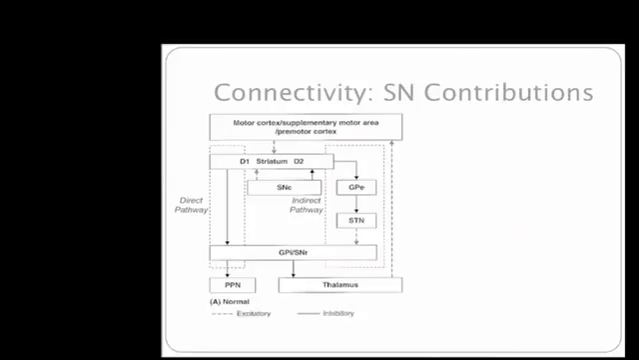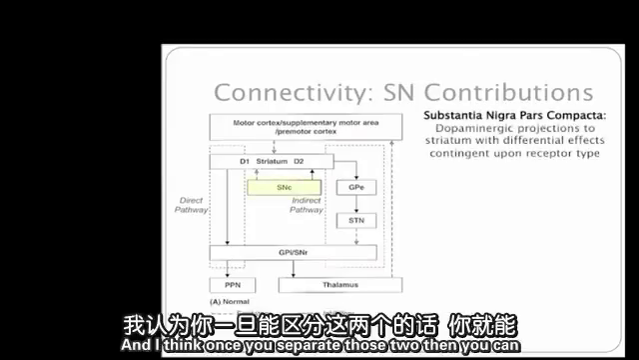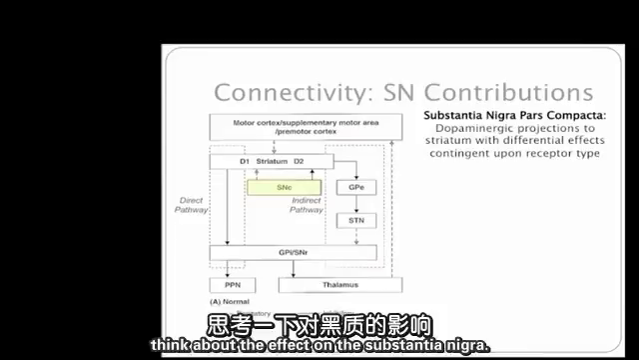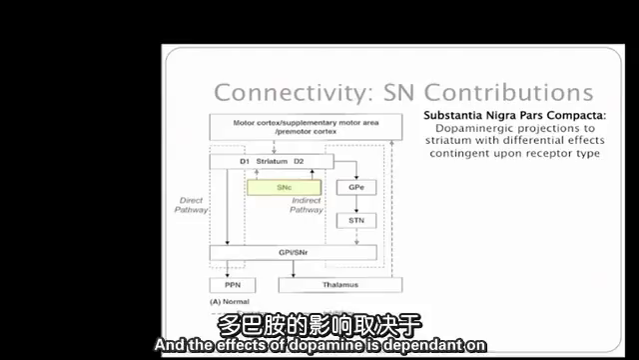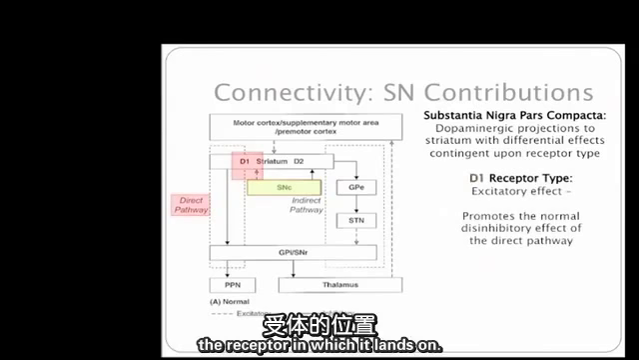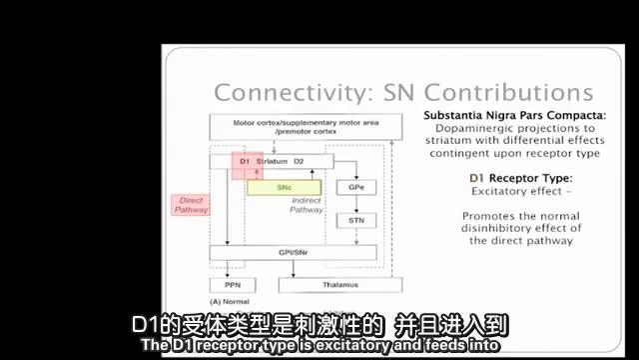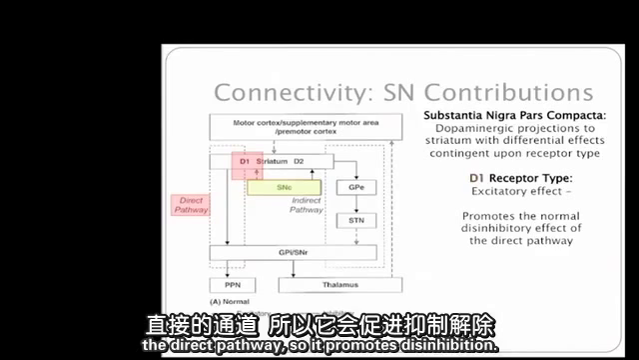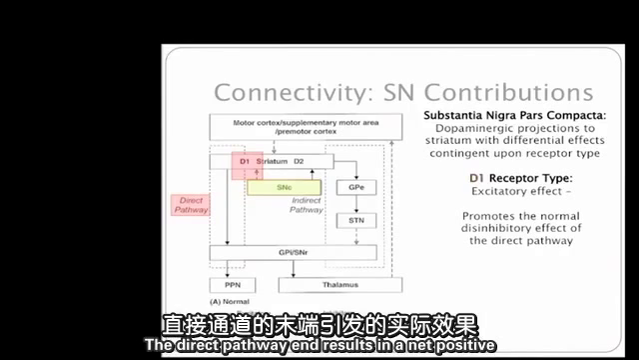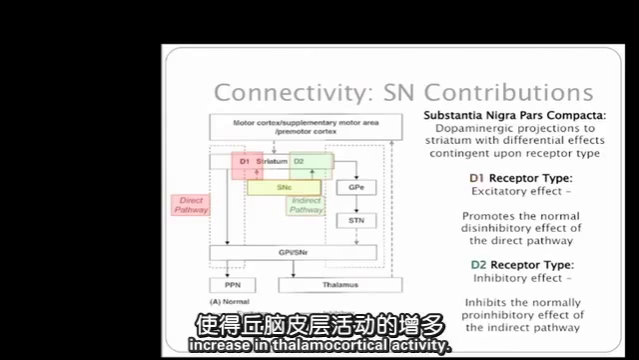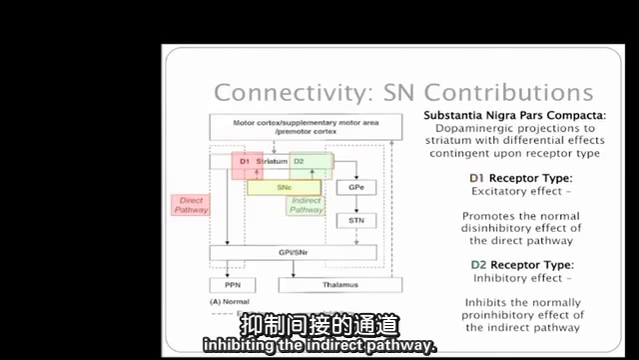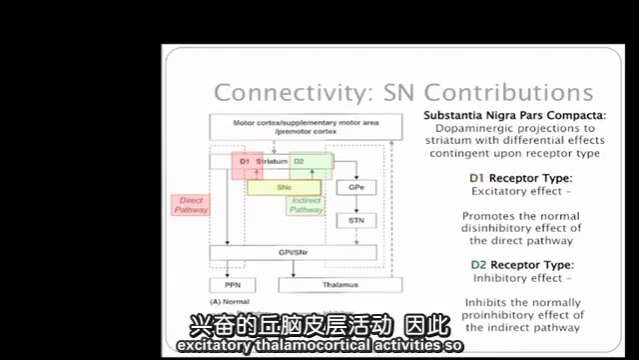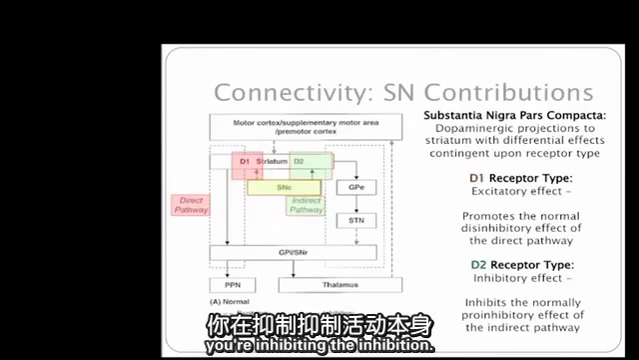Next slide. Now we get to the substantia nigra, and I think once you separate those two, then you can think about the effect of the substantia nigra. And substantia nigra has dopaminergic projections to the striatum, and the effects of dopamine is dependent upon the receptor which it lands upon. The D1 receptor type is excitatory and feeds into the direct pathway, so it promotes disinhibition of the direct pathway and results in a net positive increase in thalamocortical activity. D2 receptor type is inhibitory, and it ends up inhibiting the indirect pathway. The indirect pathway, as I said, is inhibiting the excitatory thalamocortical activity, so you're inhibiting the inhibition.